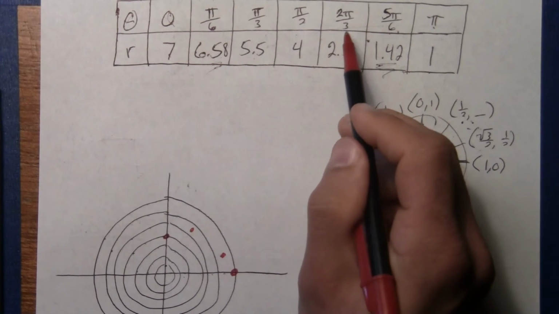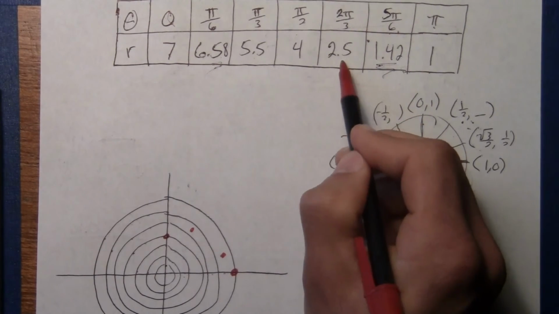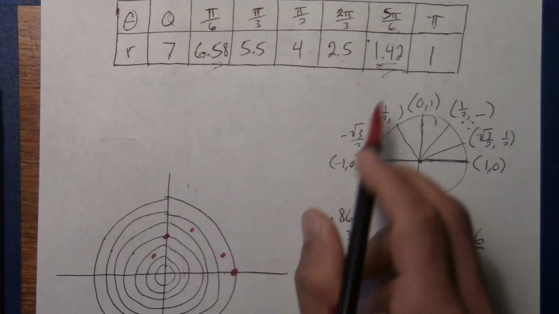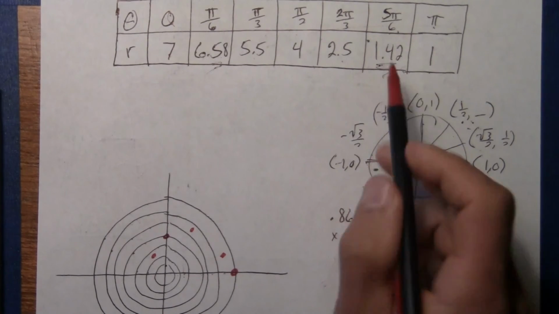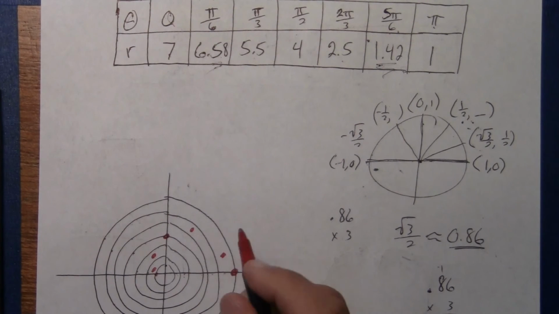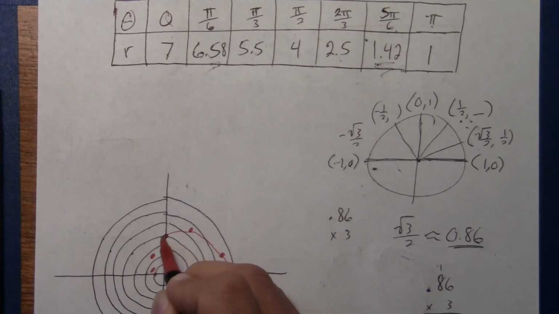The next one I have is, where are we at? 2.5, so 1, 2.5, rotate 2 pi over 3, that's 120 degrees, that's right there. Next is 1.5, let's say that is, and rotate 5 pi over 6, or 150 degrees. That should take me to right around there. And then 1, rotate 180 degrees, should look something like this. And if I do this all the way through, I'm going to have a curve that looks something like this.